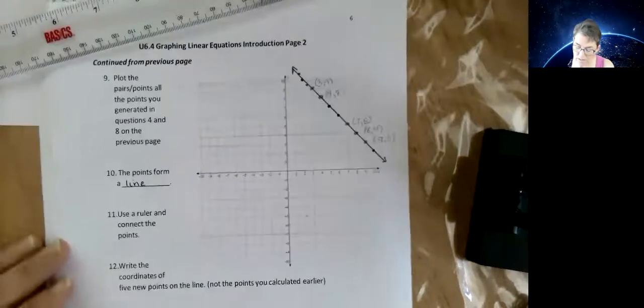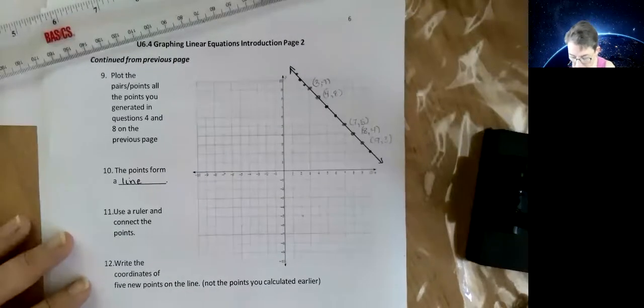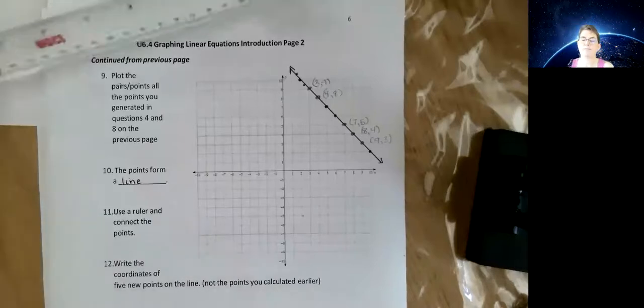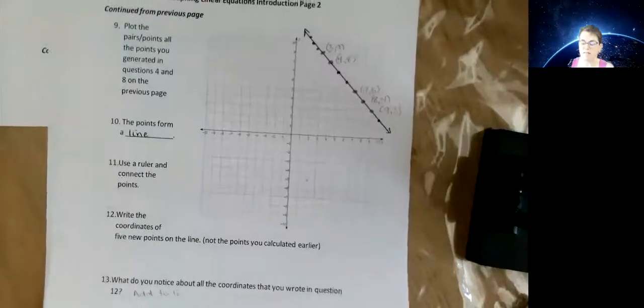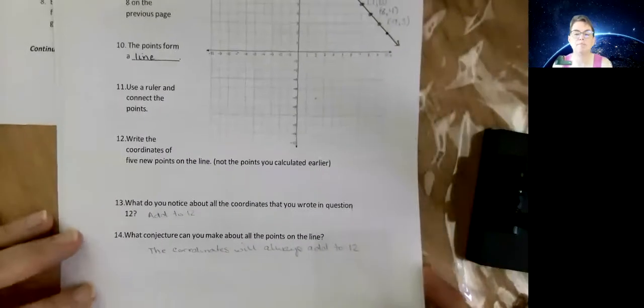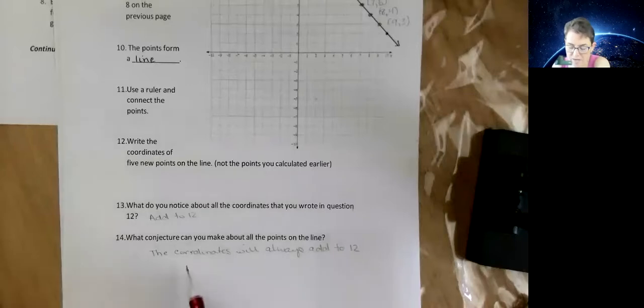So what conjecture can you make about all the points on the line? The coordinates will always... Now that's for, oops. I really wish I had someone watching this live and then they could say, hey, Joanne, we can't even see what you're writing. Okay, so for this specific line, if you add them up, it'll always add to 12.